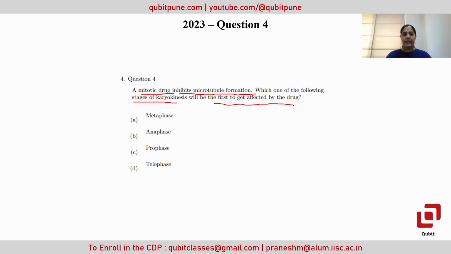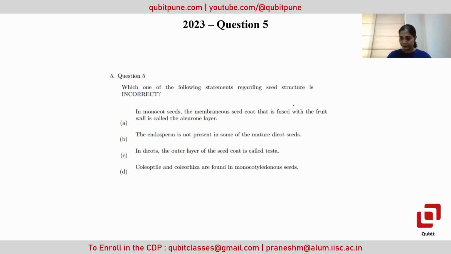Yes, correct. So in the metaphase, the spindle fibers, the aster fibers, which are a kind of microtubules, will be formed. So if the drug is acting on that particular part, then the metaphase will be the first phase in the karyokinesis where it can get affected very easily. So option A is the correct one. Next.